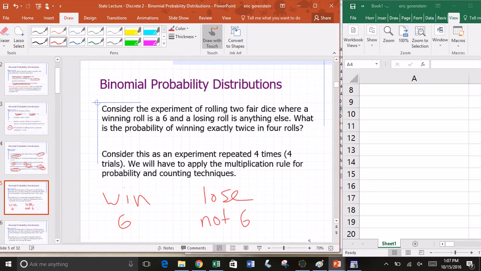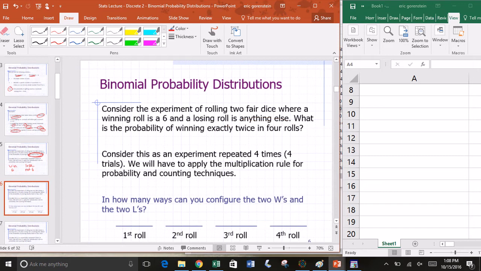Okay, so what's the probability of winning exactly 2 times in 4 rolls? So we have a fixed number of independent trials, 4 trials, and a fixed probability of success. So the probability of rolling a 6 remains unchanged from roll to roll. So we could look at this as an experiment that's repeated 4 times, or an experiment with 4 trials. So now, thinking back to probability, we'll use the multiplication rule, because we have a sequence of 4 events. 4 rolls, 2 of the rolls will be a win, 2 of the rolls will be a lose.